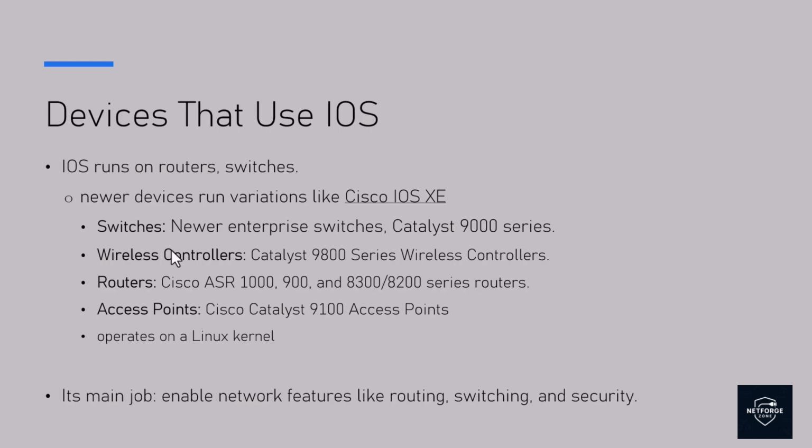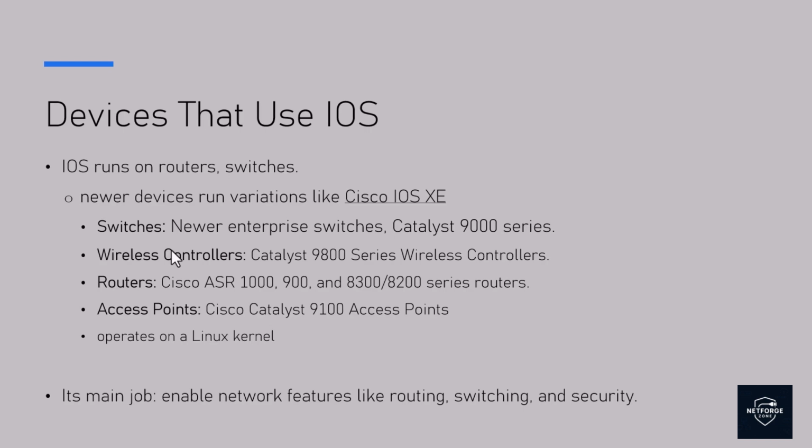New enterprise switches use IOS XE, and we are going to explore this one. Wireless controllers like the Catalyst 9800 series use this IOS XE. Routers like Cisco ASR and also CSR use this IOS XE, and also access points like the Catalyst 9100 access points, of course. All of them are based on Cisco IOS.